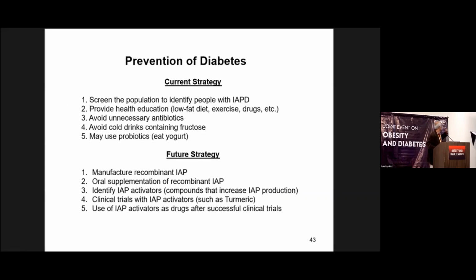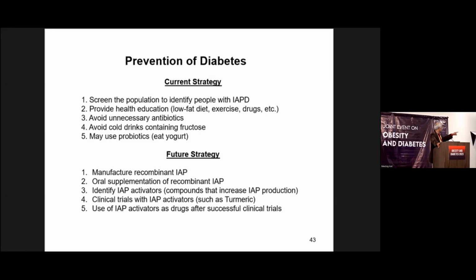Now you have the IPD, and the next question is, how can I prevent it? You can prevent it with a low fat diet, because fat takes the toxin to the circulation, so be careful of the fat. Unnecessary antibiotics cause dysbiosis. Drinks containing fructose cause metabolic syndrome. You may use some yogurt. Exercise, drugs, all those things help.